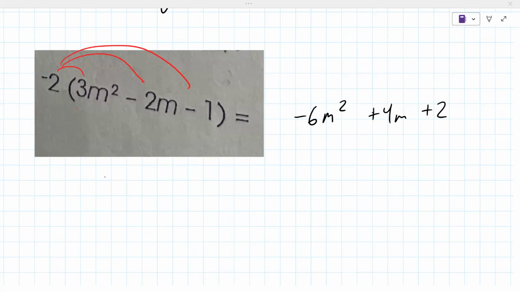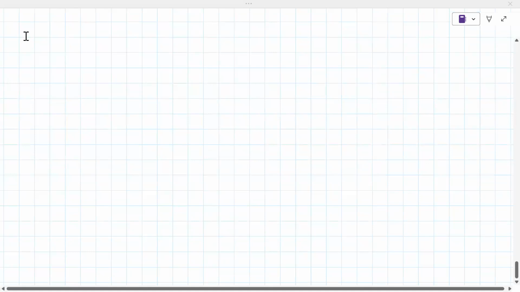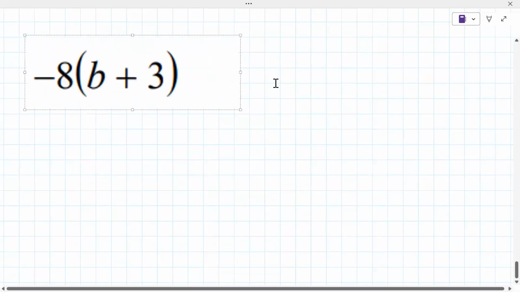Okay. Let's have you try a simpler one here. We'll build back up to this more complicated example. So here is a problem that I'd like you to simplify, please.